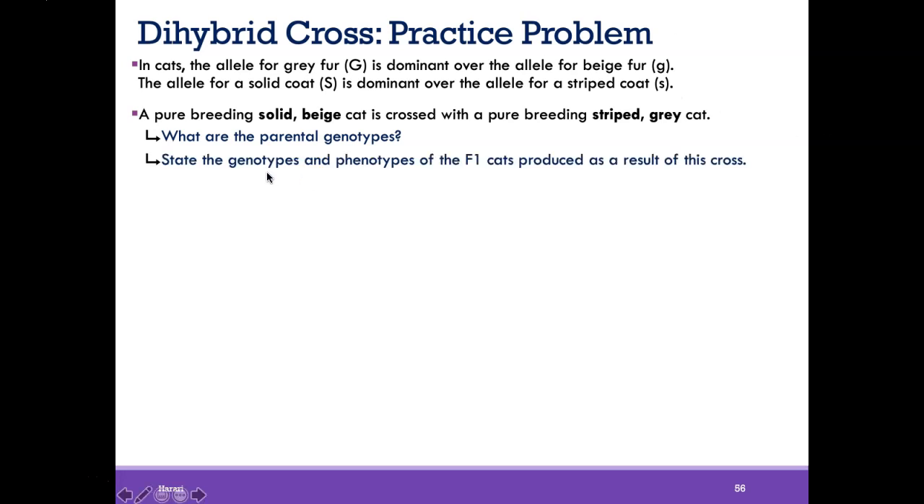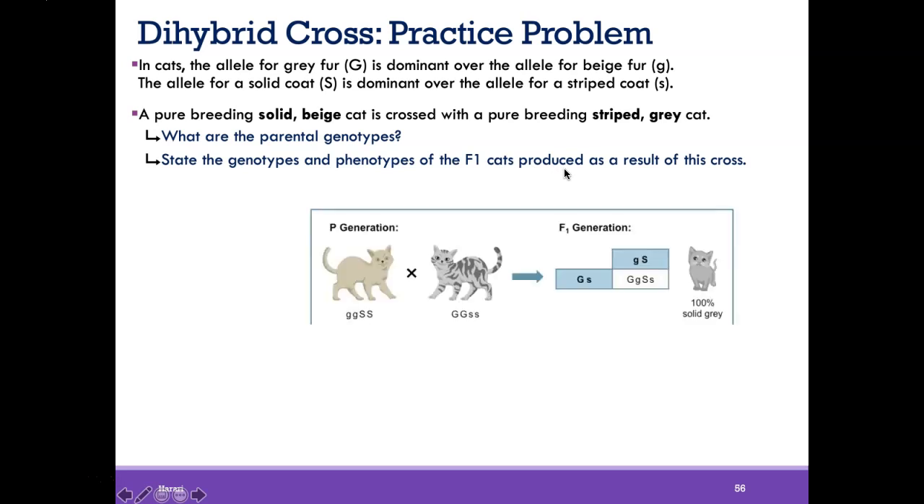Next, I want you to state the genotypes and phenotypes of the F1 cats that are produced as a result of this cross. And here are the answers. So here we have a solid, big S is solid, little g means beige, versus a striped gray cat. So here are our genotypes and phenotypes.